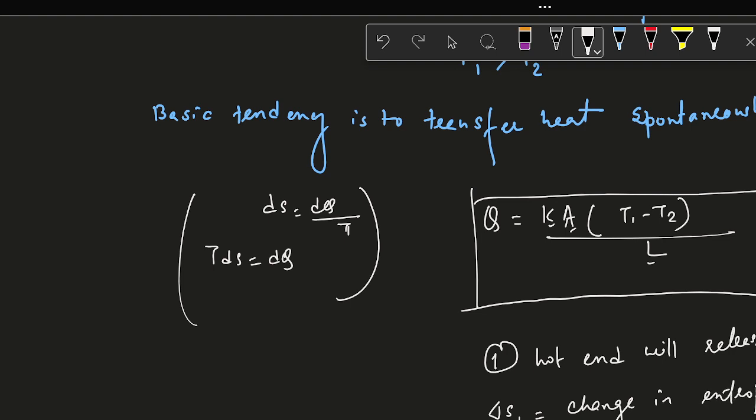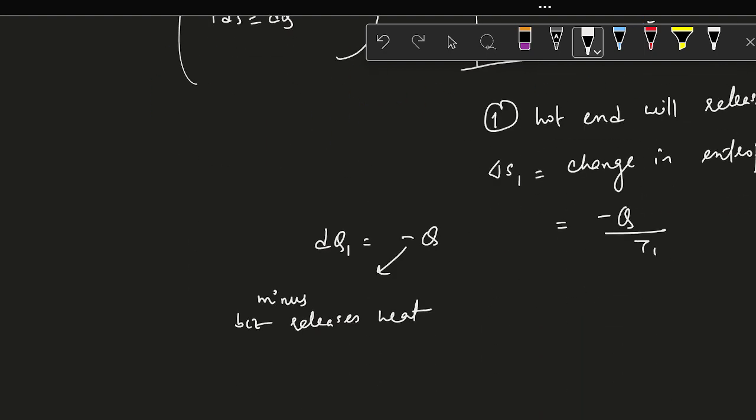for end number 1. This is simply the heat divided by temperature. So in this case, dQ1, the change in heat, is basically minus Q. Why minus? Because it is releasing the heat. And its temperature is, we know, T1. So it is just minus Q by T1.